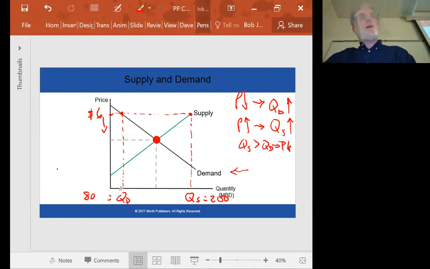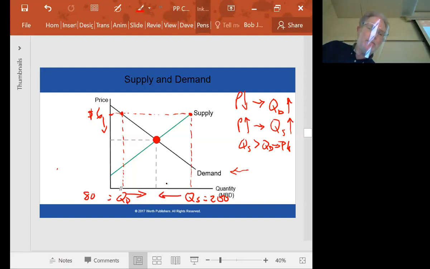And the lower price is sending a signal to consumers. It's saying it's okay to use more, and it's giving them an incentive to use more. And so the quantity demanded begins to increase. Likewise, the lower price is sending a signal to the producers. They are getting the message, we don't need to produce as much. Consumers don't want this much. And it gives them an incentive to cut back and not produce as much.